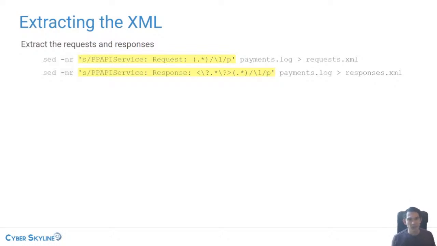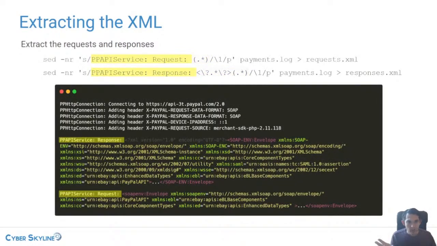Inside these single quotes here, we have our actual instructions that we're sending over to SED. And the s indicates that we want to perform a substitution. Sorry, not the -s, just the s. That's the indication for the substitution. In between the first set of forward slashes here, that is the what we are substituting. And so breaking this down, we have this PP API service, and then you've got the request or the response. That's what we want to be matching.